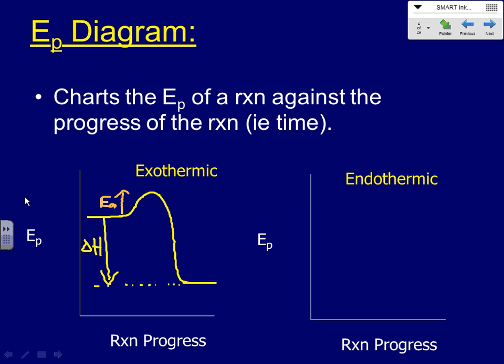Okay, let's talk about if it's endothermic. It's just going to be the opposite. I'm going to start down here at low energy. We'll change that to yellow. Low energy. It ends up here at high energy. Energy is being absorbed. We have an energy bump again. This literally is like rolling a ball up a hill, right, to get it to a higher spot.